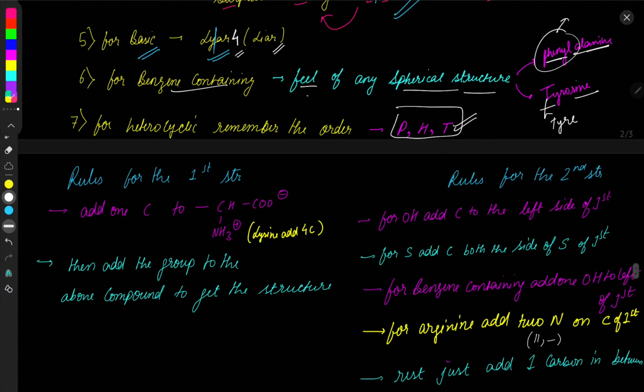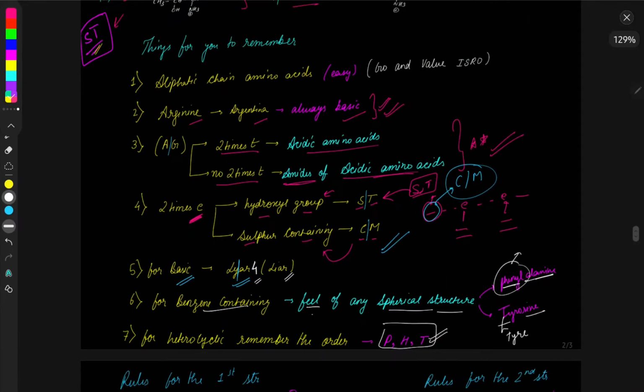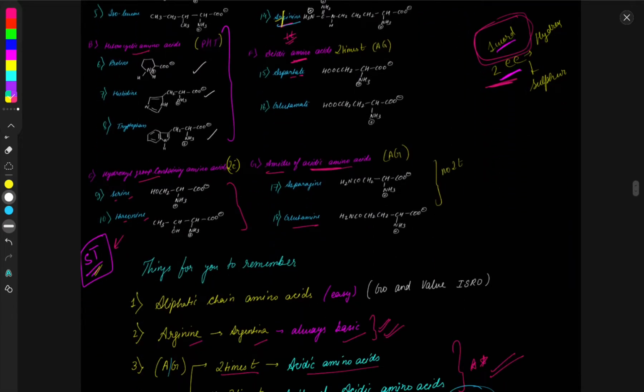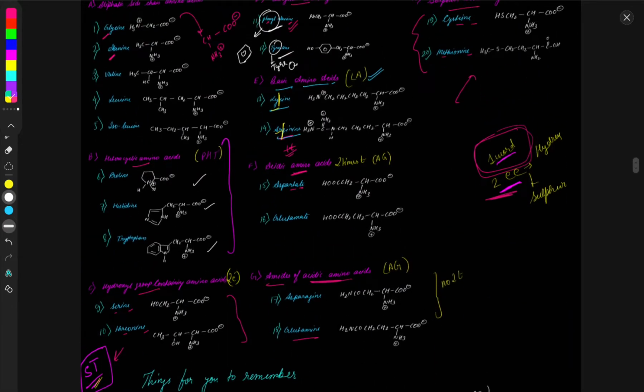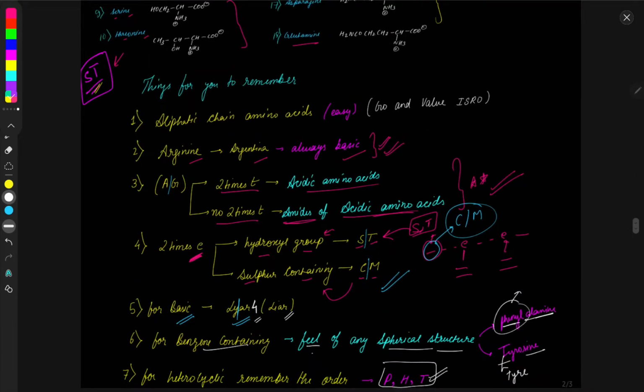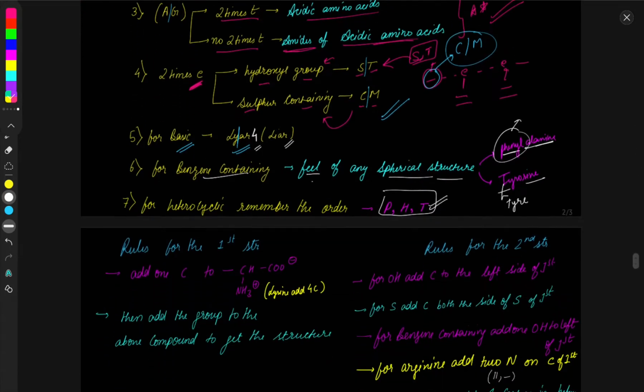Okay, so you have to memorize these 7 points. So you would say that there are so many points, it would be better if I remember these 20 structures also. No, it would be very hard if you try to memorize these 20 structures alone without these points. These points will reduce 90% of your work. This will reduce 90% of your time and hard work.